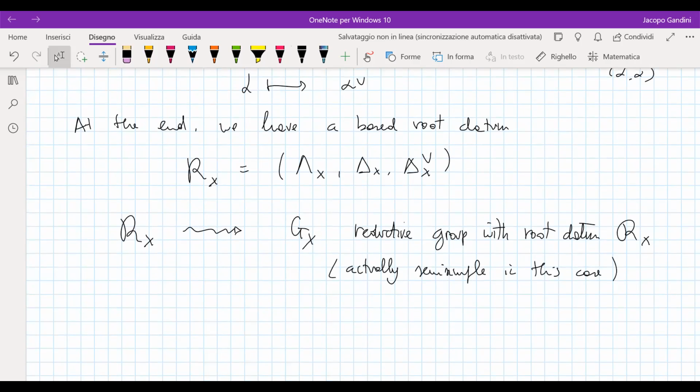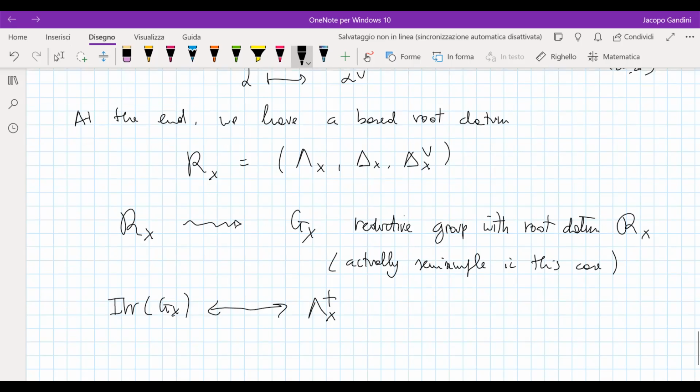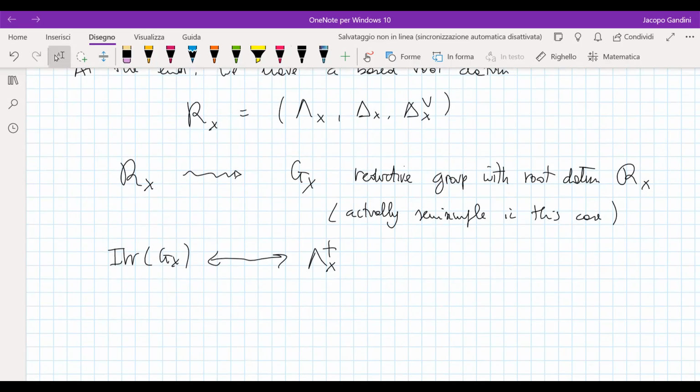Okay, so before giving an example, just another definition. By what I said, the irreducible representations of Gx now correspond to our monoid lambda x plus. So let's recall that the function ring here is isomorphic to the direct sum of the V lambda with lambda in lambda x plus.